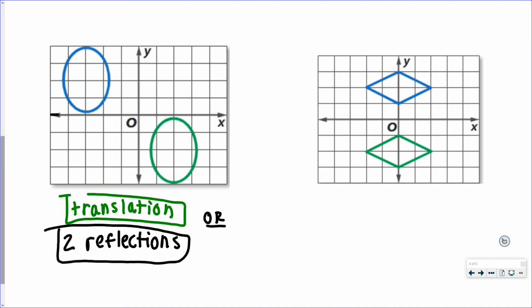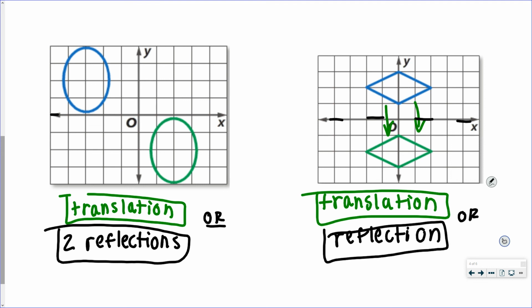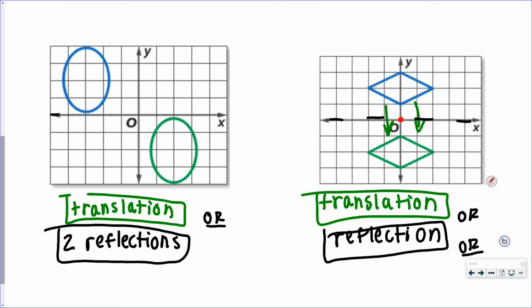This one's a cool example. What's one thing I could call it? Could call it a translation, right? Just shift it down. What's another thing? Could call it a reflection over the x-axis, right? Do you agree? If you were to fold it, we could call it a reflection. What about rotation? Yeah, could also call it a rotation. This one would definitely be about the origin if you were to turn it. You can picture that getting to that position. So that could be any of them.